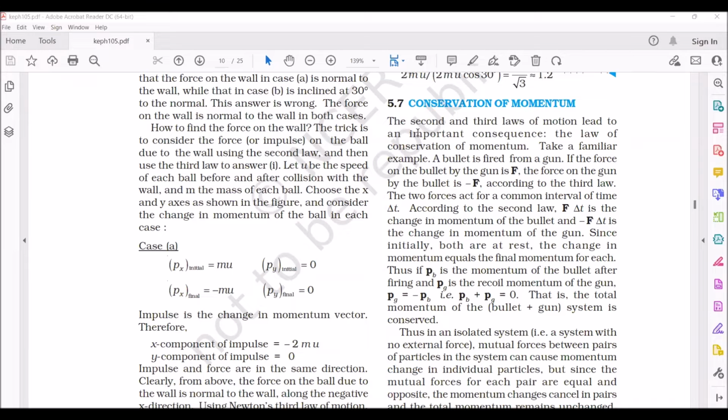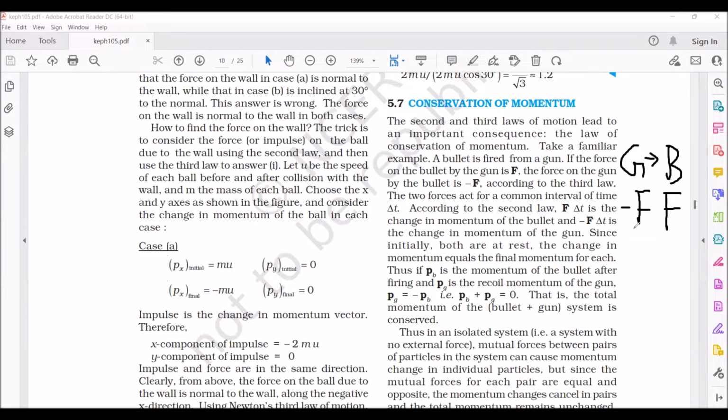Now we are discussing conservation of momentum. If we take a gun and fire a bullet from this gun, the force acting on this bullet by the gun is F. Then the force acting on the gun by the bullet is minus F. This is according to Newton's third law: every action has an equal and opposite reaction.